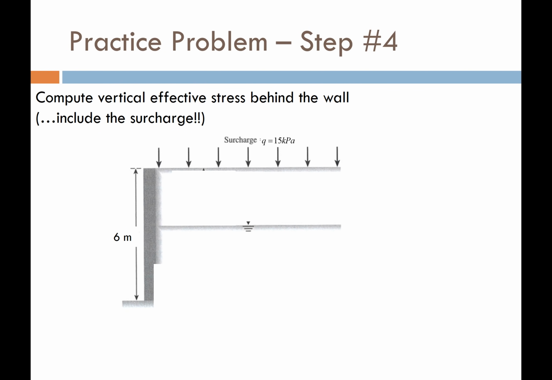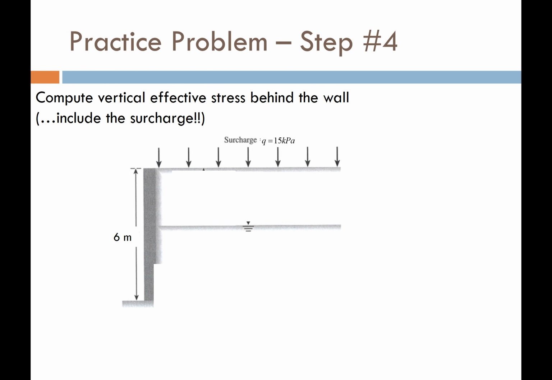Step number 4. And this is the step where probably the majority of people make mistakes, but you shouldn't, because step number 4 is simply computing the vertical effective stress behind the wall. This is something that you guys have been doing for a long time already. You guys have already been computing geostatic stresses.